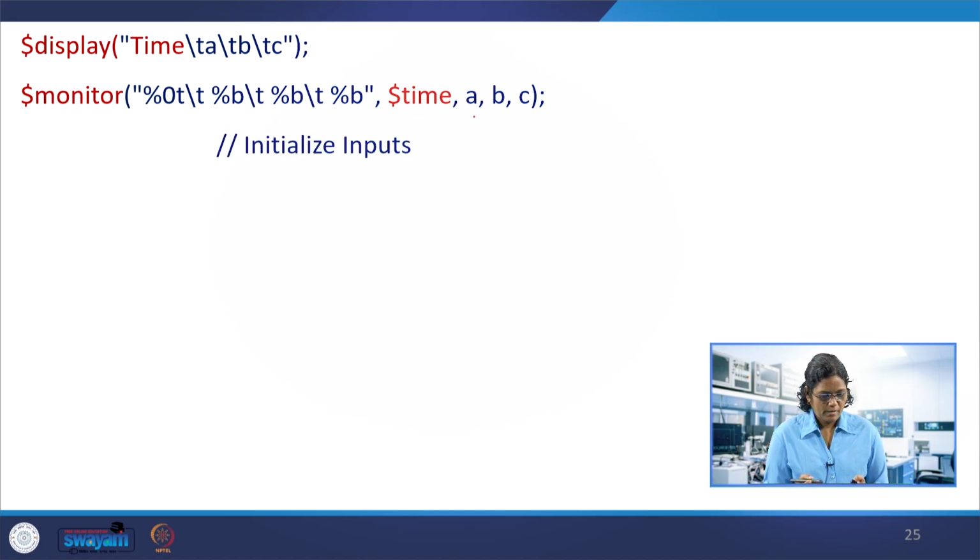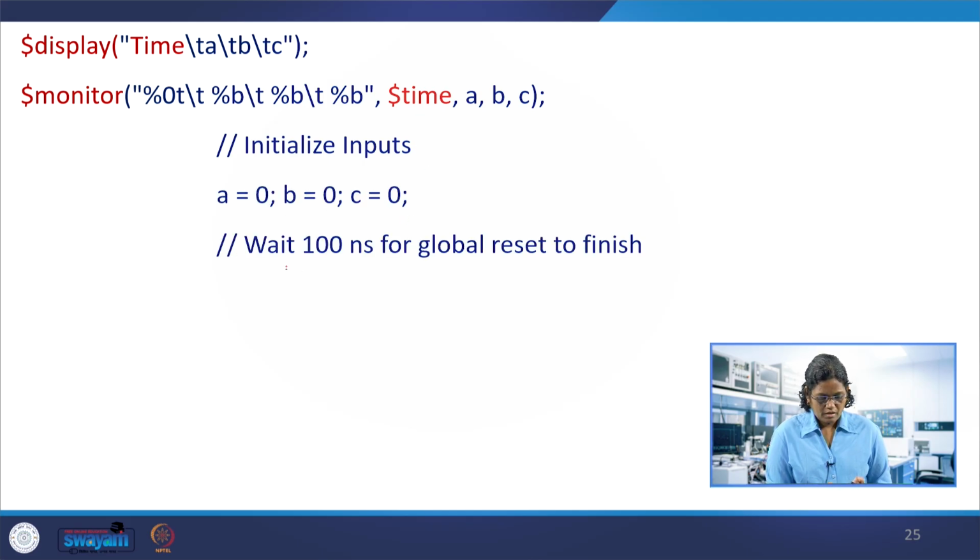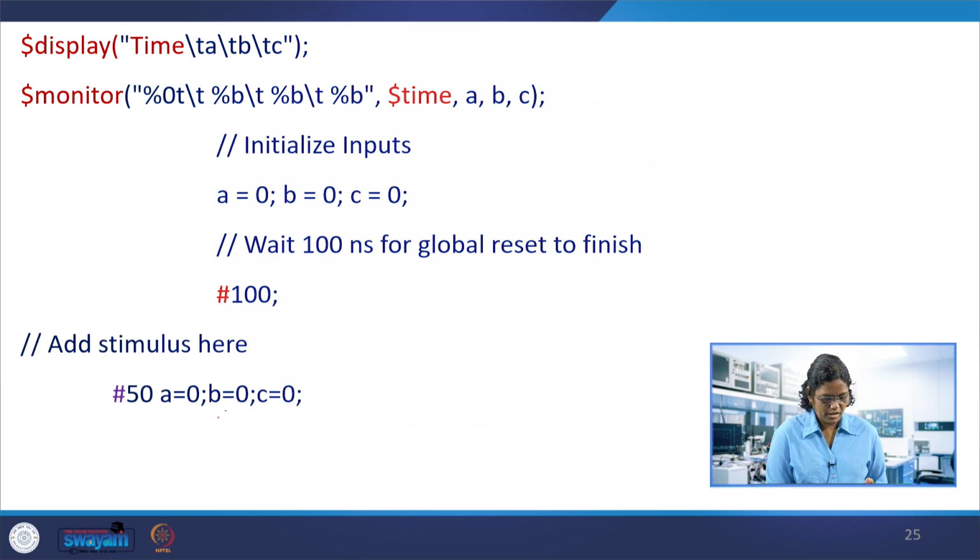Just to show you here, initialize the inputs A, B, C to 0. Now wait for 100 nanoseconds, and then we start adding the stimulus. #50 A, B again may retain those initialized values.